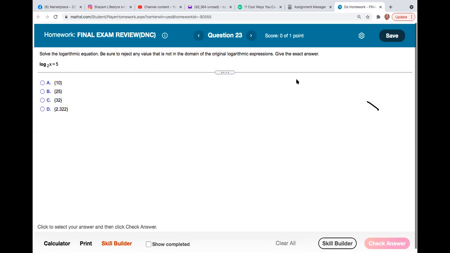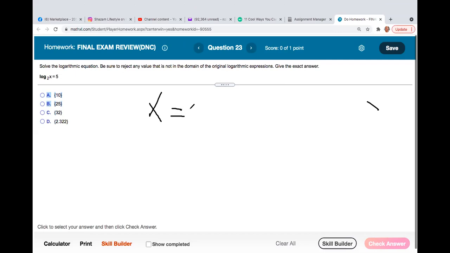All right. Oh, guys, this one is so easy. You just have to convert this to an exponential equation and then solve it. The 2 is the base, x is the answer, 5 is the power. So to solve this one, we're going to do x is equal to 2 to the 5th. The base is 2, the power is 5.